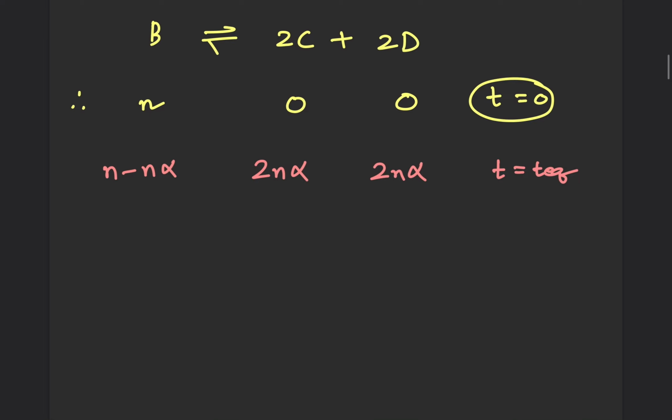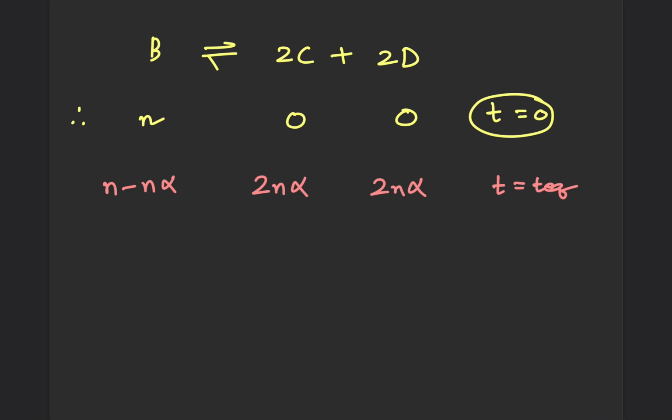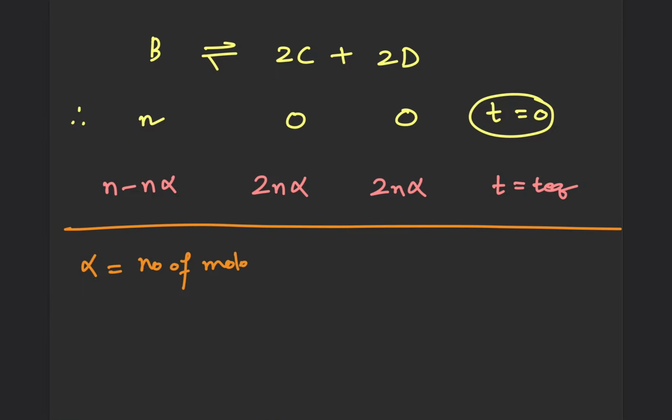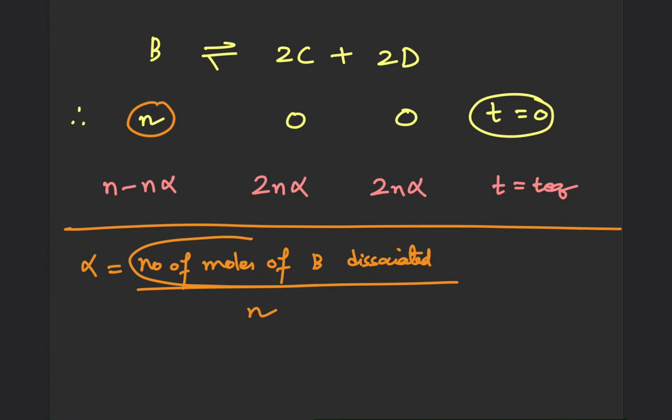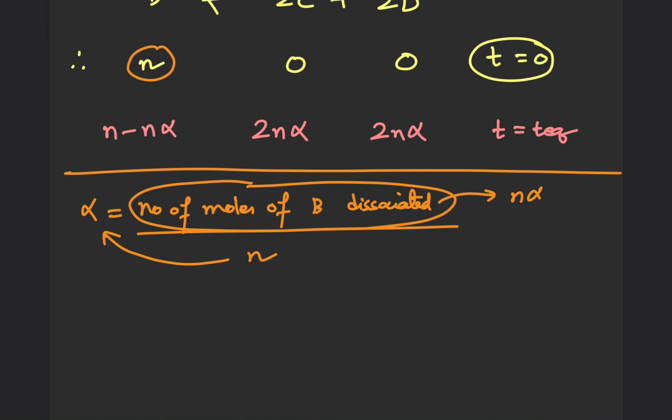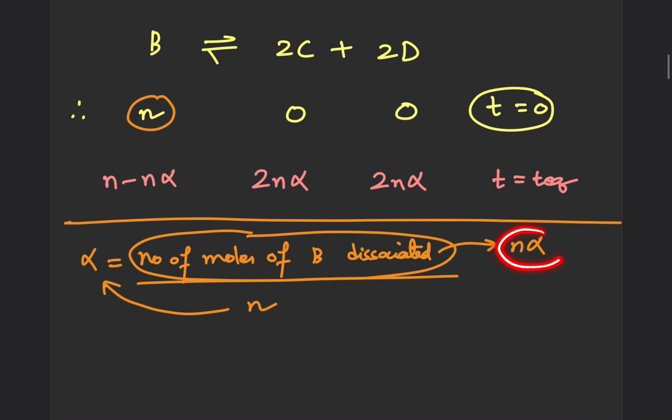Okay, so since alpha is the degree of dissociation, alpha is the number of moles of B that has dissociated divided by the number of moles of B that I have taken initially, that is N. So the number of moles of B that has dissociated is N times alpha. So this is the number of moles that has dissociated, and I started with N. So at equilibrium I'm left with N minus N alpha.